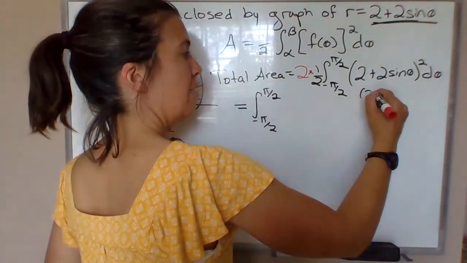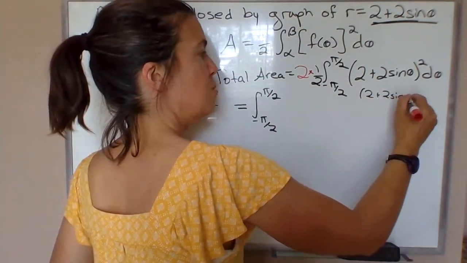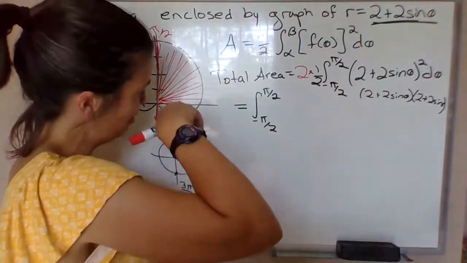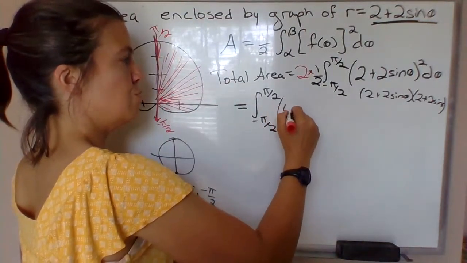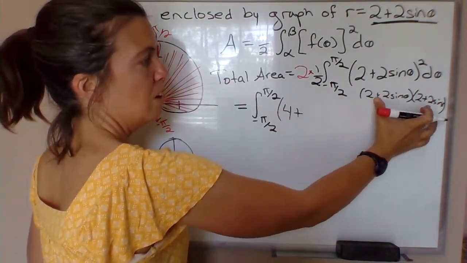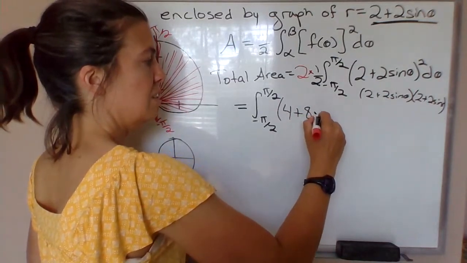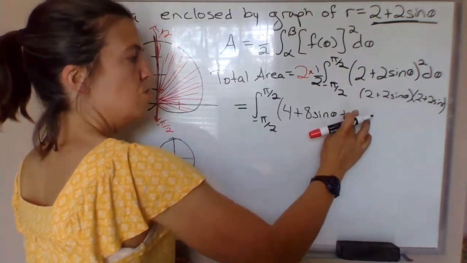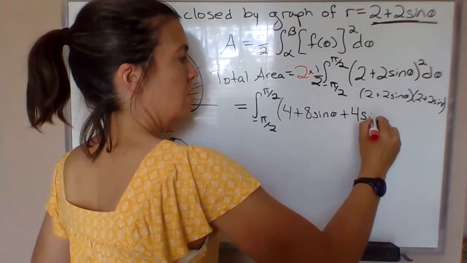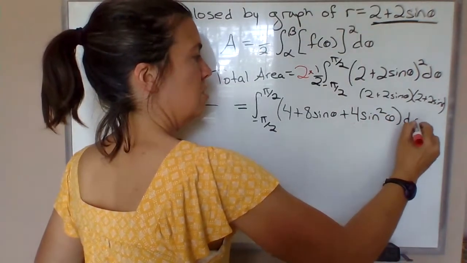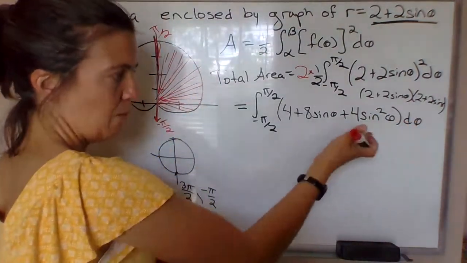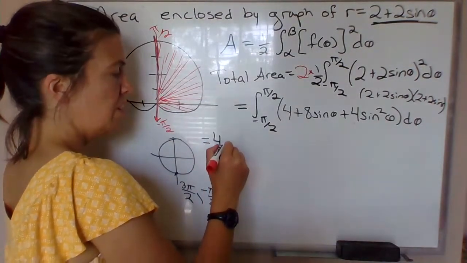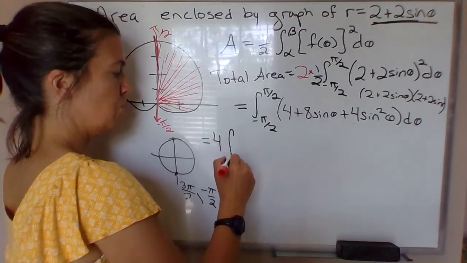So if you multiply that out, 2 plus 2 sine theta times itself, 2 plus 2 sine theta. Maybe we should have thought about factoring out the 2, but too late now. This is 4 plus 4 sine theta, 4 sine theta, so 8 sine theta, plus 2 sine theta times 2 sine theta, so that'll be 4 sine theta squared, d theta. Okay, so now I'm going to factor out 4, the common factor across the board there. Now some of this we're ready to integrate directly.